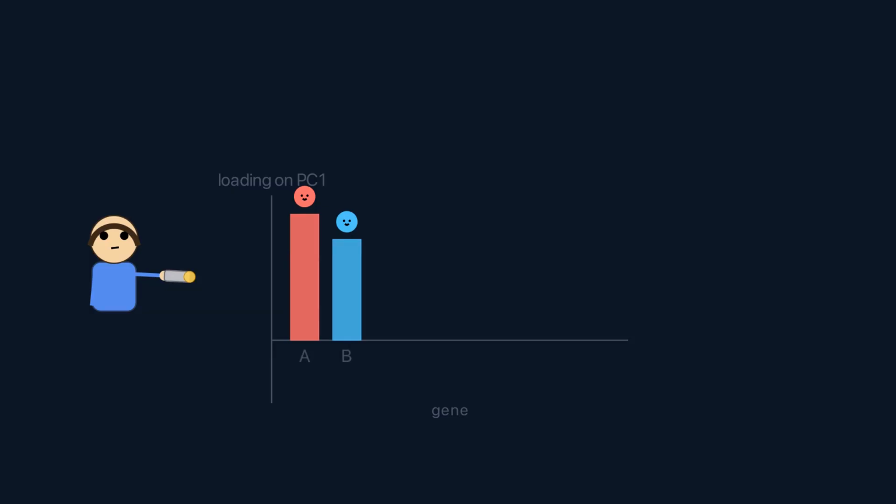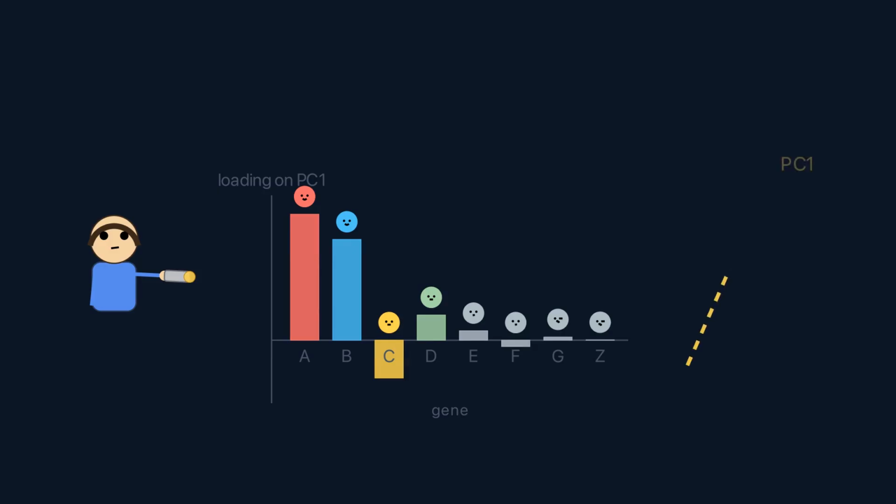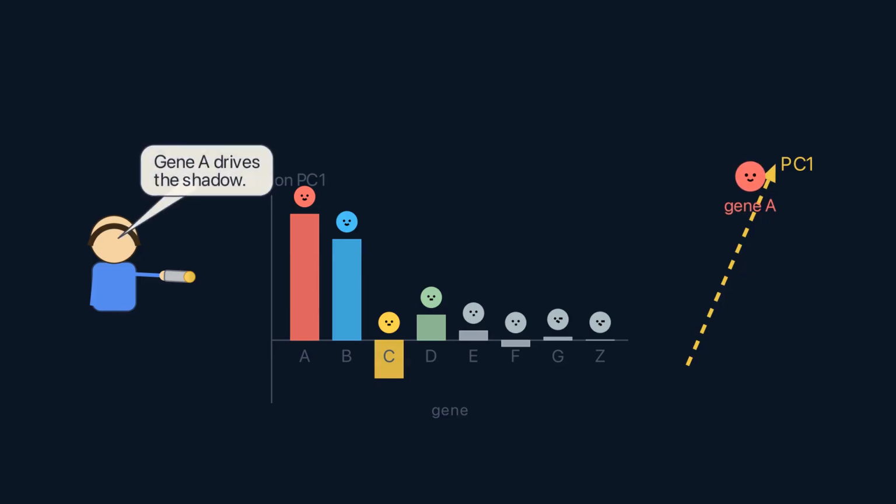Loadings connect the abstract PC direction to actual biology. If gene A has a loading of 0.4 on PC1, gene A strongly influences the first principal component. Patients with high gene A expression tend to be on the right side of the PC1 shadow. If gene AC has a loading of 0.001, gene AC is irrelevant to PC1, it doesn't contribute to the shadow's spread. Plotting loadings reveals which genes drive the separation you see in the PCA scatter plot. The answer is in the loadings.